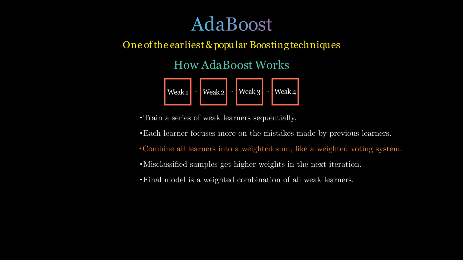At the end, all weak learners are combined using a weighted sum, like a voting system where better learners get more say. Misclassified samples receive higher importance to ensure tough examples are handled better in the next iteration. The final AdaBoost model is the combined strength of all weak learners.